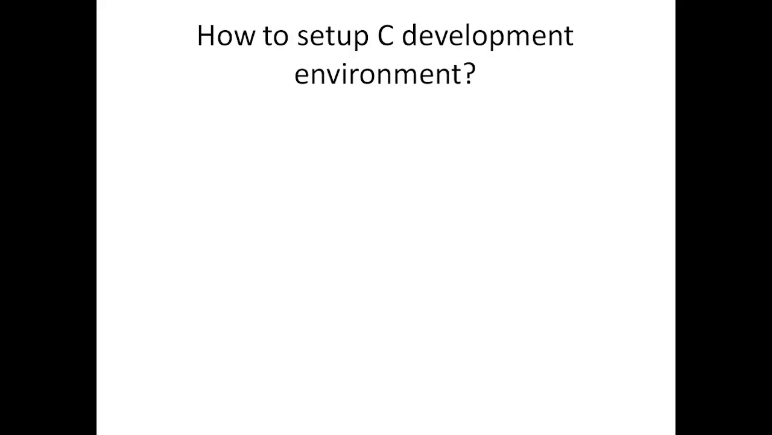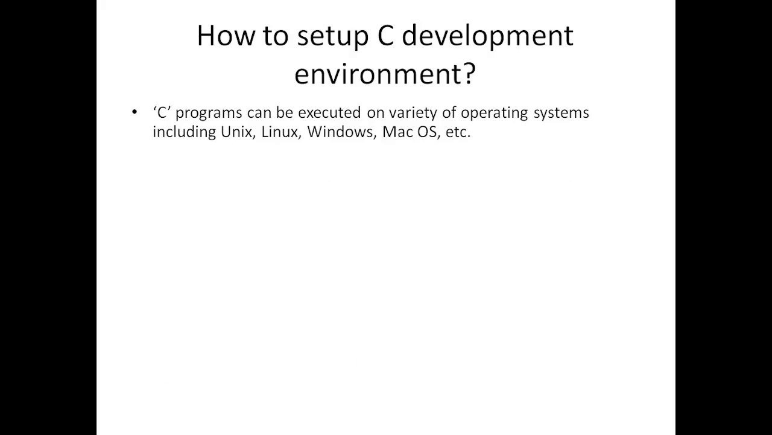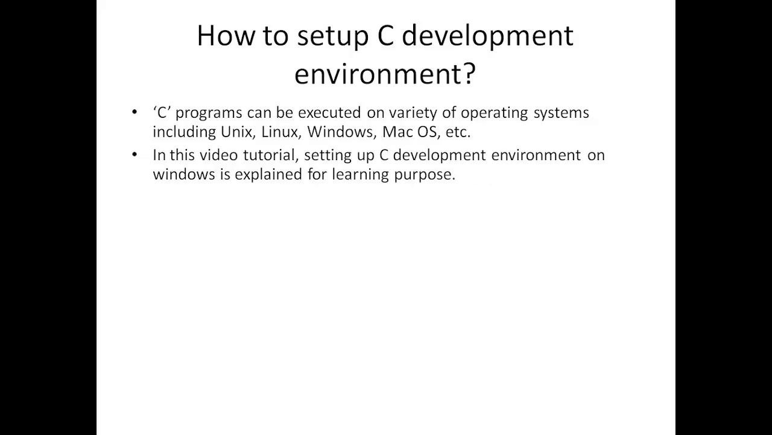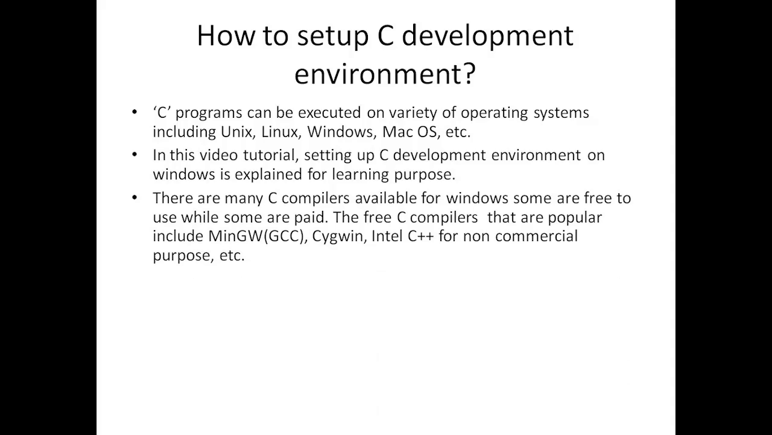How to set up a C development environment? C programs can be executed on a variety of operating systems including Unix, Linux, Windows, Mac OS, etc. In this video tutorial, setting up a C development environment on Windows is explained for learning purposes. There are many C compilers available for Windows. Some are free to use while some are paid.